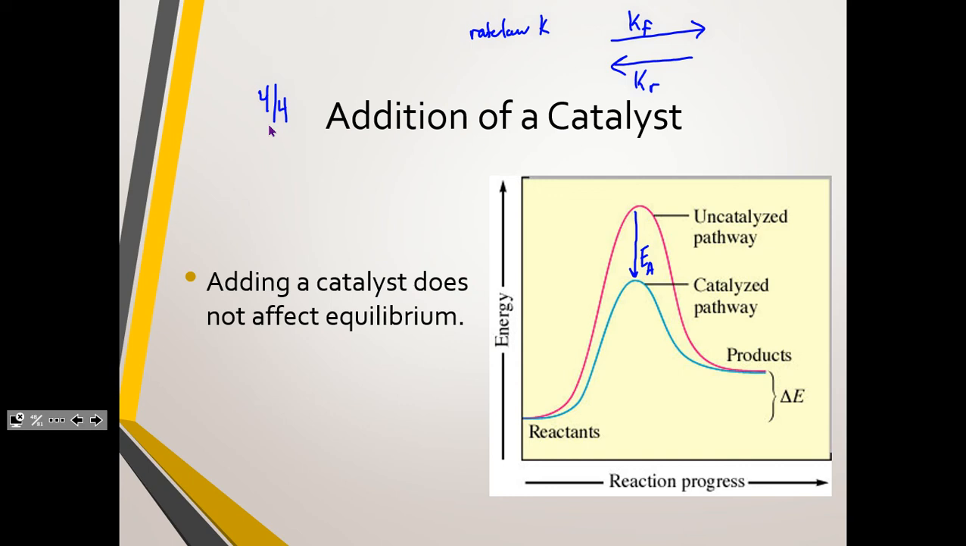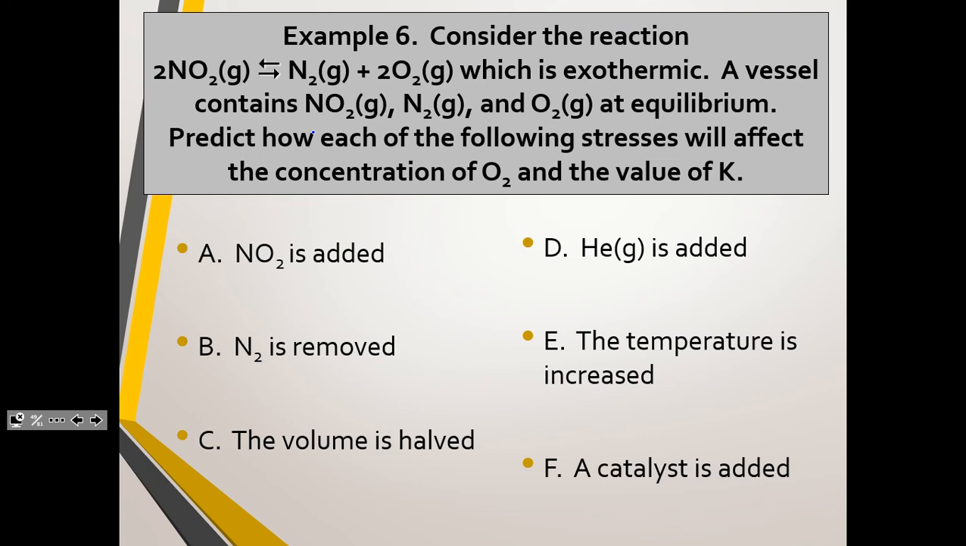The forward reaction rate is going to equal the reverse reaction rate. As far as changing the value of equilibrium, though, it will have no effect. So we throw this in here to let you know not to be fooled when they say that we have added a catalyst. It will not change the value of equilibrium. Let's do some mixed problems and we will finish notes here.